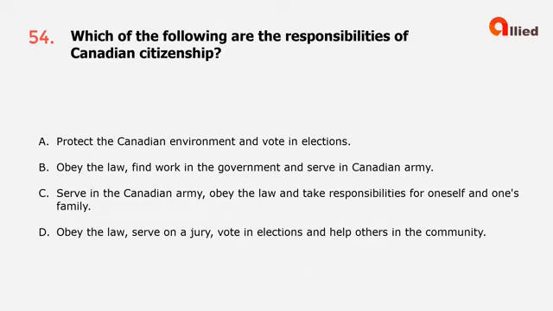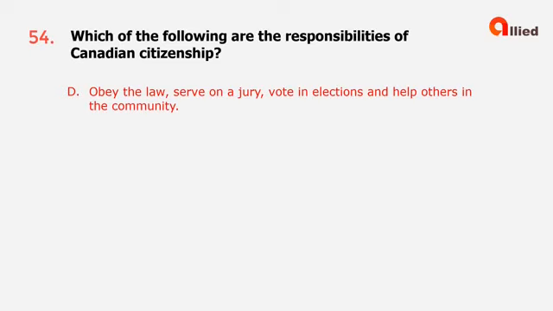Question 54. Which of the following are the responsibilities of Canadian citizenship? A. Protect the Canadian environment and vote in elections. B. Obey the law, find work in the government and serve in Canadian Army. C. Serve in the Canadian Army, obey the law and take responsibilities for oneself and one's family. D. Obey the law, serve on a jury, vote in elections and help others in the community. The answer is D. Obey the law, serve on a jury, vote in elections and help others in the community.